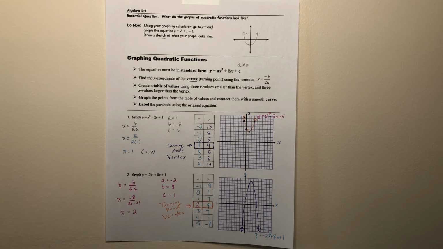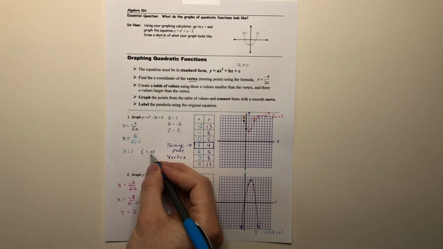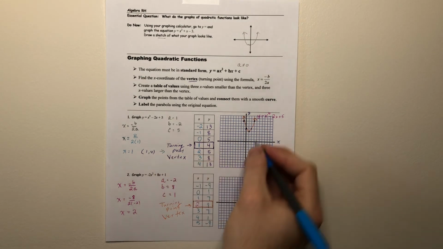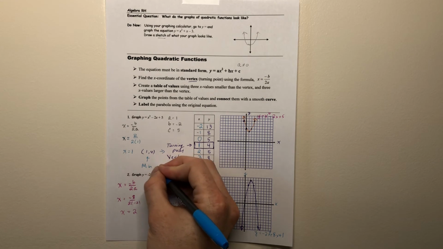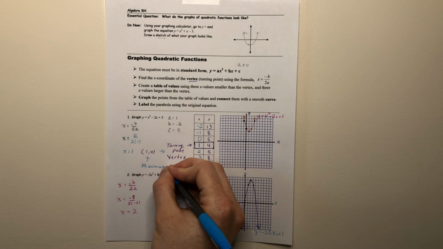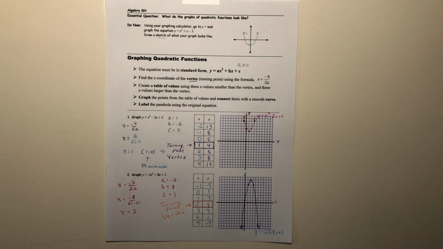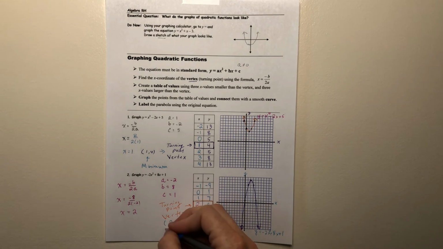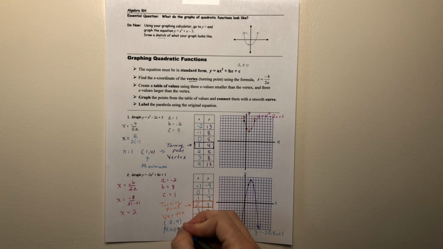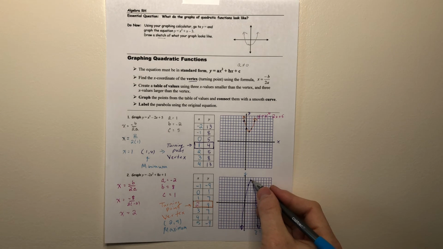So here we go. This vertex of (1, 4) is going to be a minimum because it's the lowest point on our graph. Whereas this turning point of (2, 9) is going to be called a maximum, since it is the highest point on our graph.